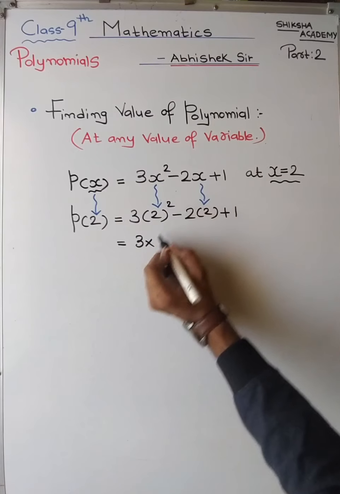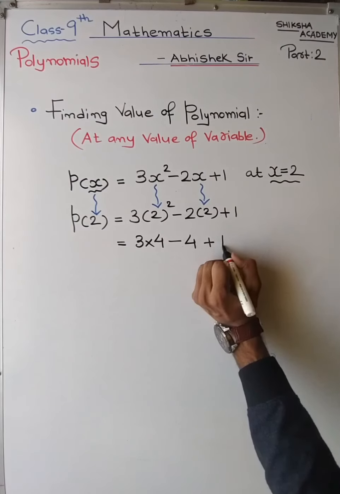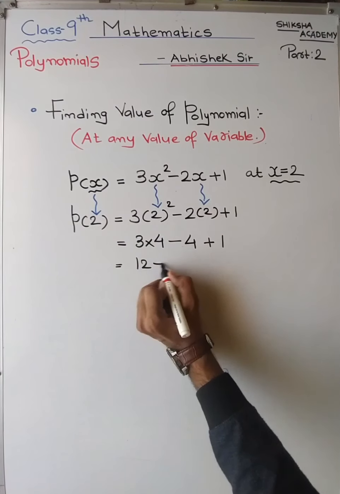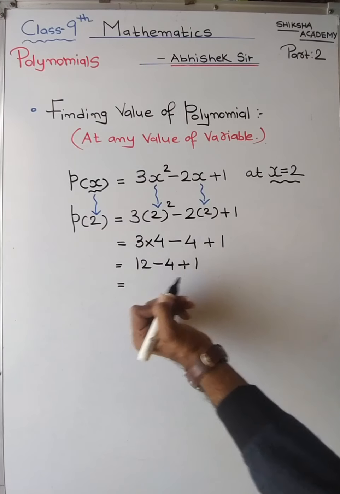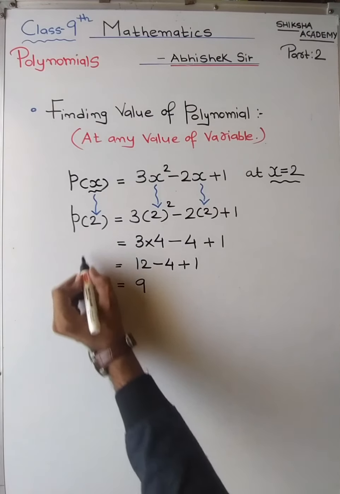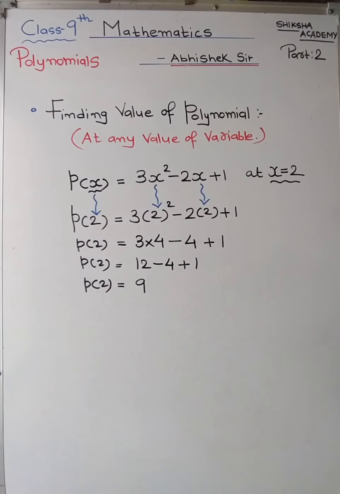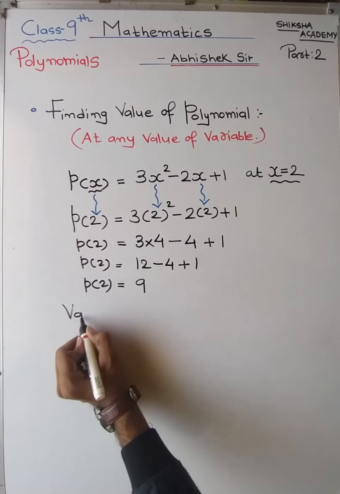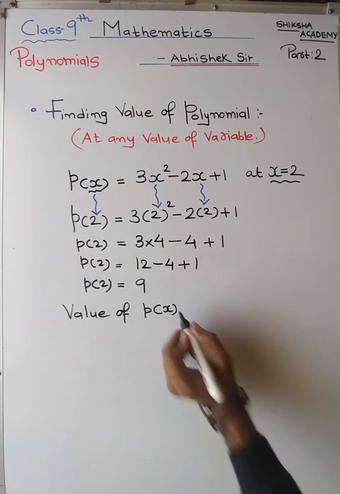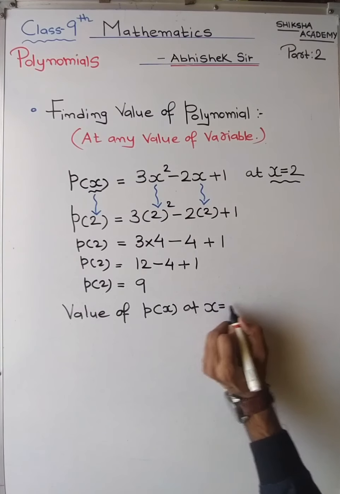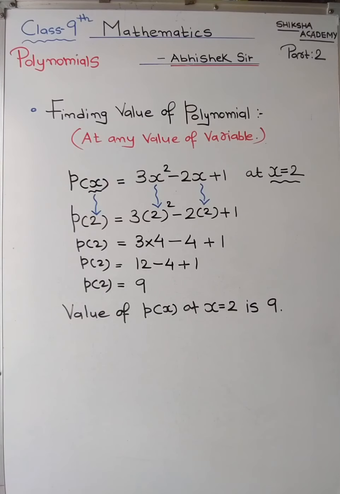3 into 2 square is 4, minus 2 into 2 is 4, plus 1. So 3 4s are 12 minus 4 plus 1. You can solve this orally as 12 minus 4 is 8, 8 plus 1 is 9. So final answer of P of 2 is 9. That certainly means value of P of x at x equals to 2 is 9. Clear? So that is how you will put the values.